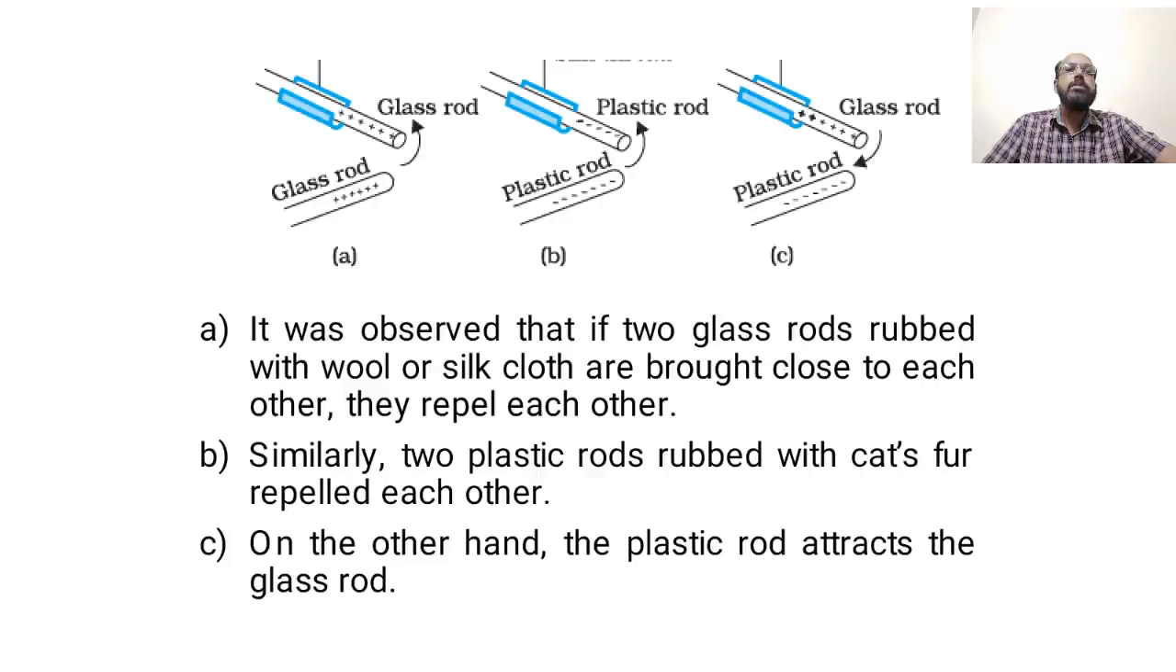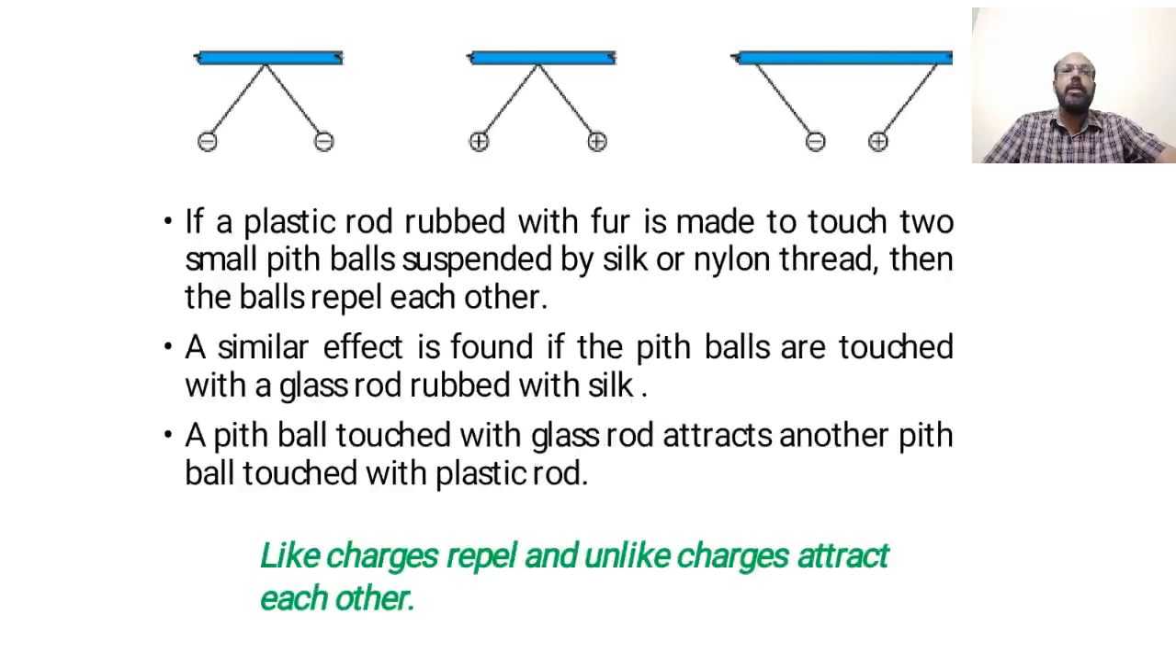Here one plastic rod is brought near a suspended glass rod. These rods move towards each other because of the force of attraction. From this activity, we can conclude that like charges repel and unlike charges attract. Here is another activity.